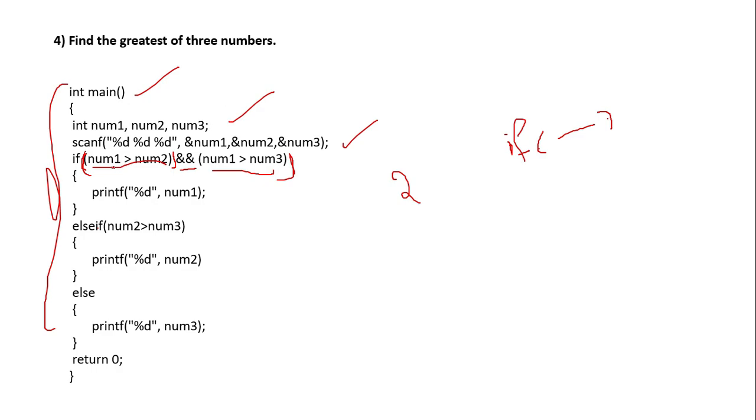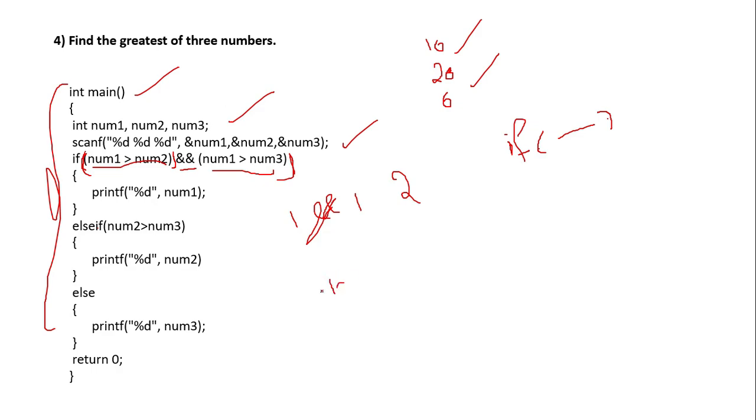Okay, let's take an example. Let num1 be 10, num2 be 20, and num3 be 6. Let's compare. Num1 greater than num2, 10 is greater than 20, true, so returns 1. Logical AND, again the logical AND operation takes place here. Logical AND num1 greater than num3, num1 value is 10, num3 value is 6, 10 greater than 6, true, so 1 returns value, so the greatest number is 10.